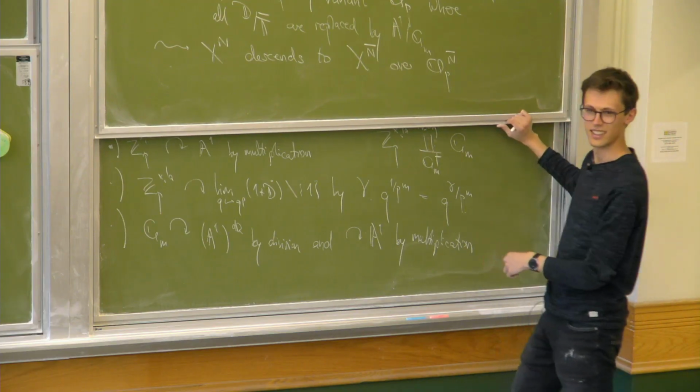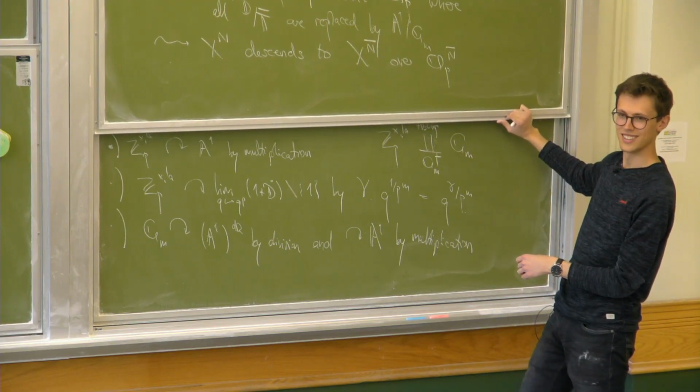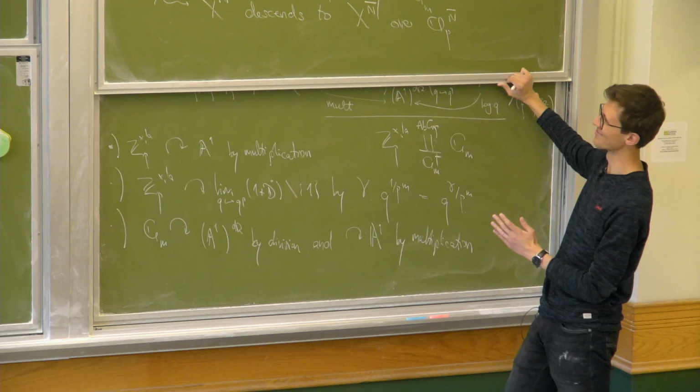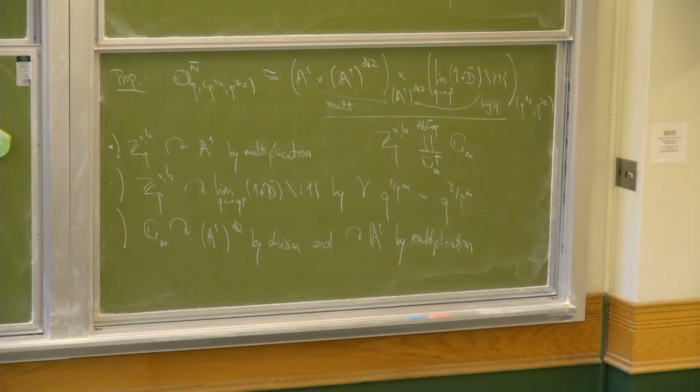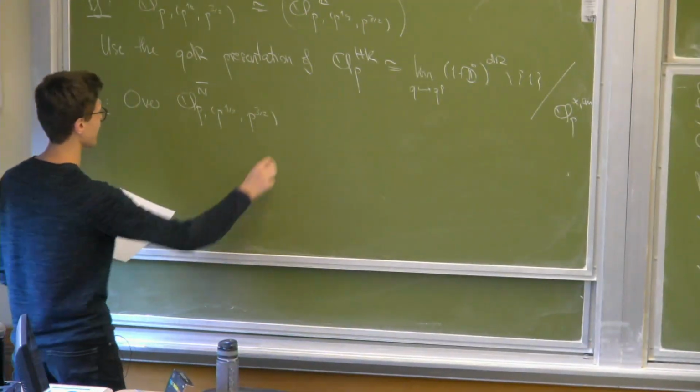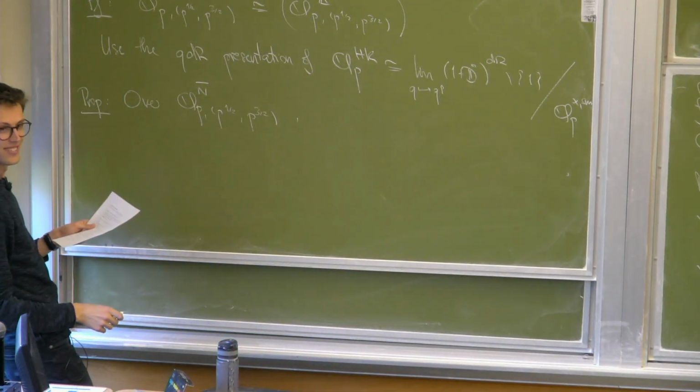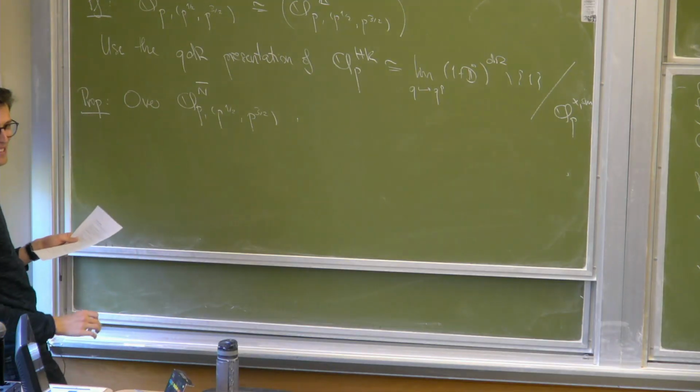Are things any more subtle at p equals 2? I haven't thought about it. Probably not. I think not. All right. Is p assumed to be greater than 2? No, p can be 2.